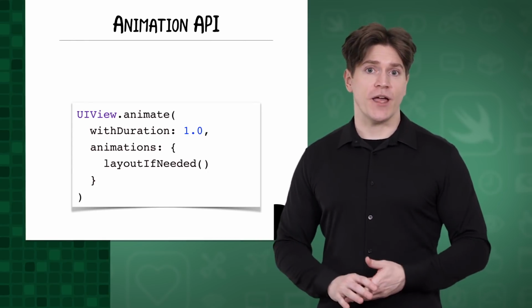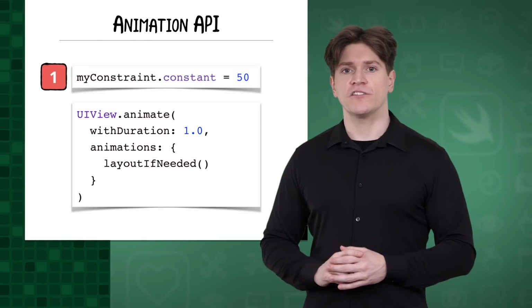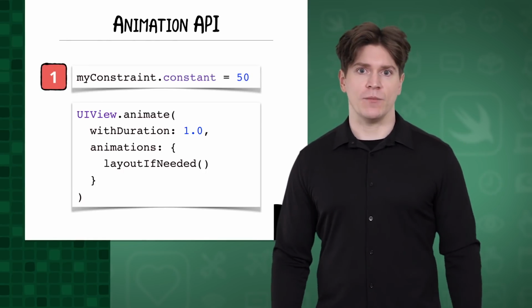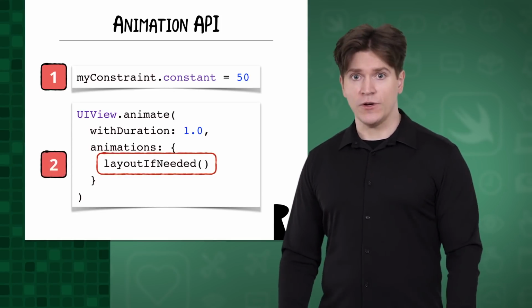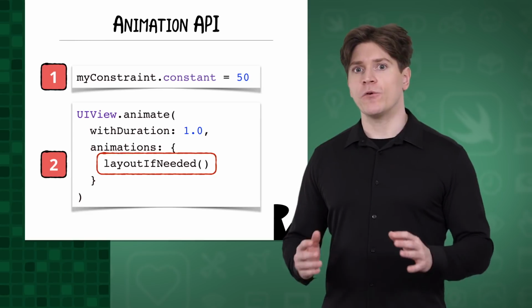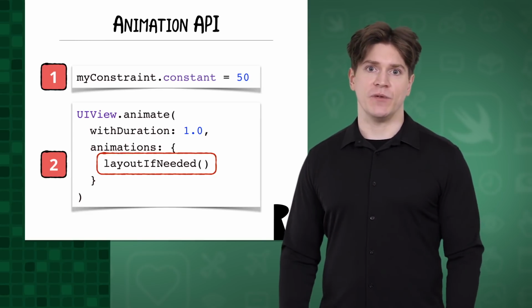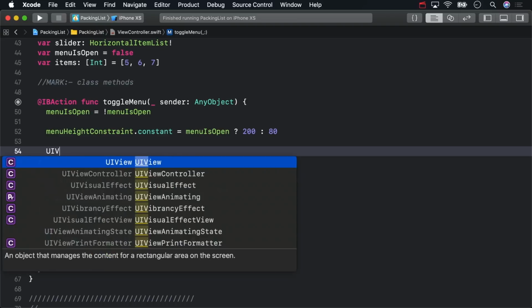When you're animating constraints, the thing you want to animate is the layout change. There are 2 basic steps when using this method to animate constraints. 1. Set the constraint's constant to the value you want to animate to, outside of the animation. We've already done that. 2. Call layoutIfNeeded from within the animation's closure. This will force the update of any layout changes to be animated. Let's give that a try in toggleMenu now.